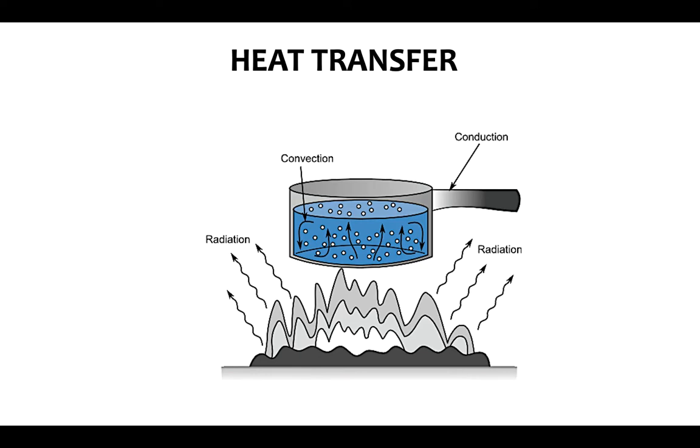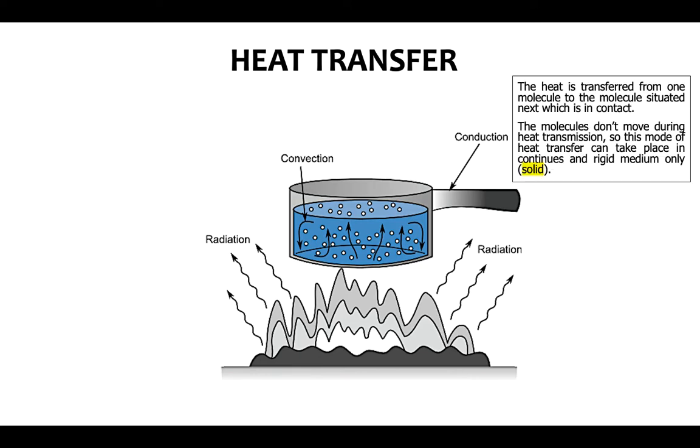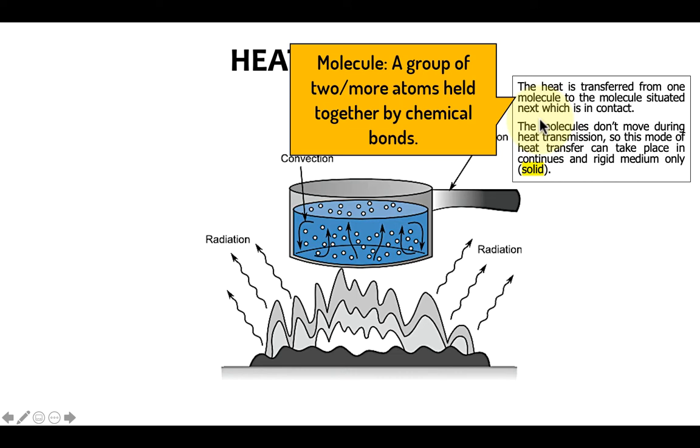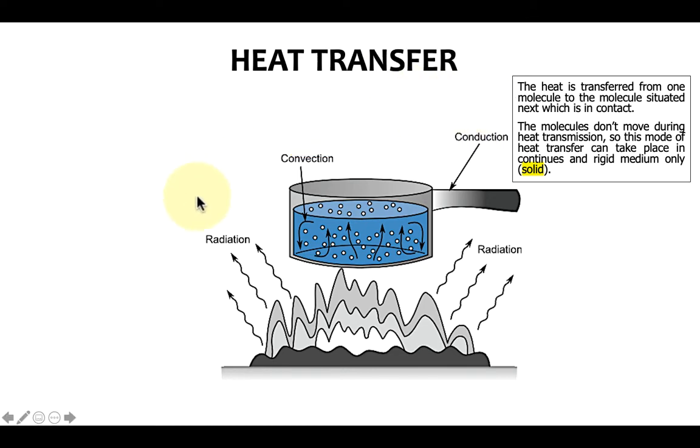First is thermal conduction. Thermal conduction is where the heat is transferred from one molecule to the molecule situated next, which is in contact. A molecule is a group of two or more atoms held together by chemical bonds. For example, like this pen here. There are molecules at every single space in this pen system, including the handle.